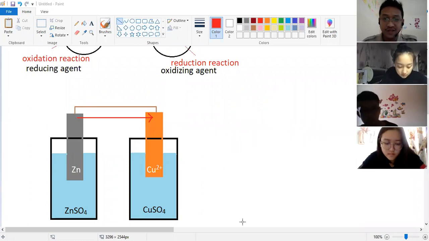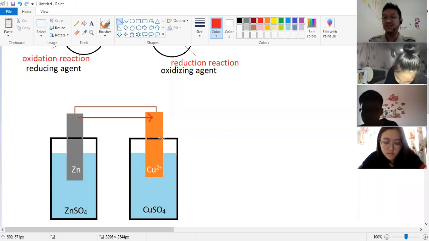Because zinc has more electrons, according to Clara. You can still suggest some more answers. According to Alfred, because copper is positively charged. Alfred's answer makes sense. As you can see, copper is a cation, so it's definitely positive charge. And the ones we are allowing to move are electrons, which are negative charge. So we expect the negative charge electron and the positive charge copper will attract each other.